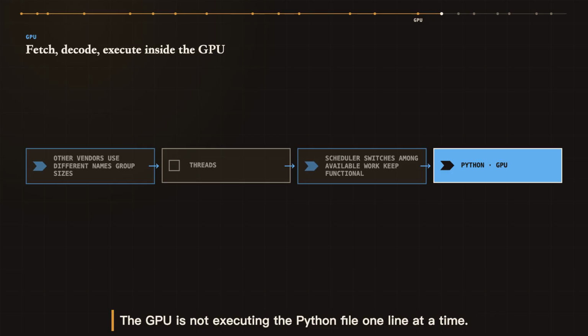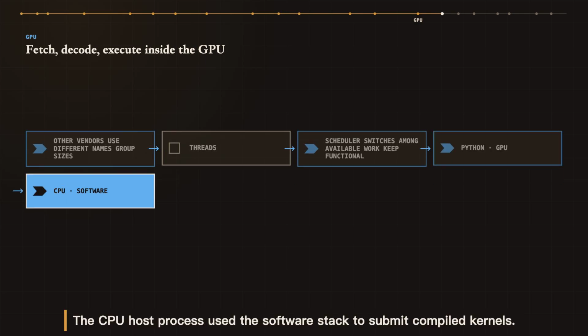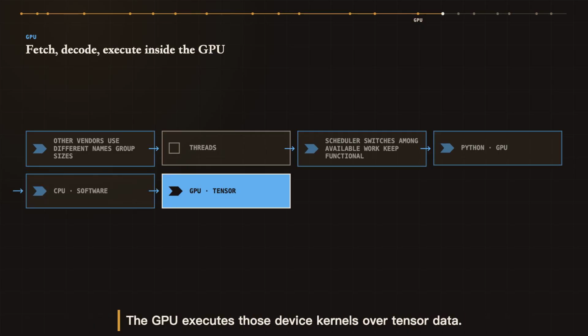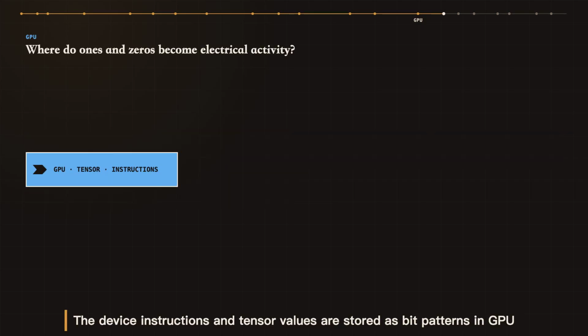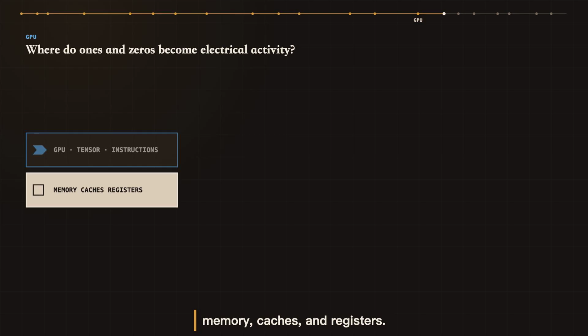The GPU is not executing the Python file one line at a time. The CPU host process used the software stack to submit compiled kernels. The GPU executes those device kernels over tensor data. The device instructions and tensor values are stored as bit patterns in GPU memory, caches, and registers.